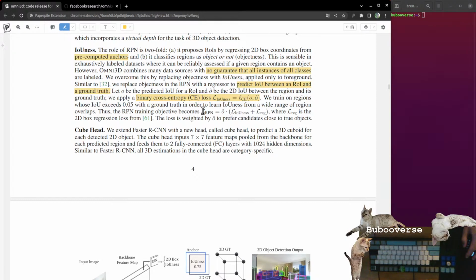Okay, and actually they're adding an additional loss here, which they're calling the regression loss from the 2D bounding box. So there's 2 different heads here, and they're weighted. There's a hyperparameter here which determines how much of the loss is determined by this IOU-ness loss, and how much of it is determined by the 2D bounding box regression, which comes from previous work.